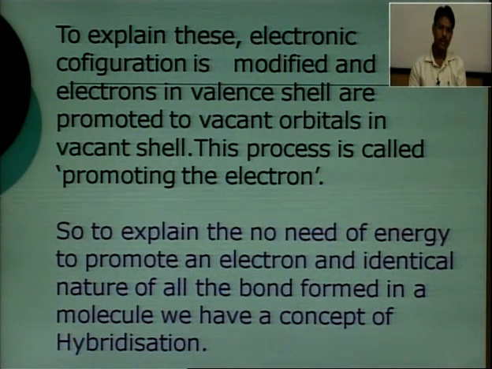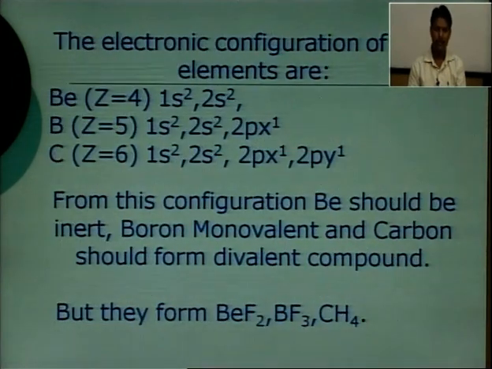To explain these, the electron configuration is modified and electrons in the valence shell are promoted to vacant orbitals in vacant shells. This process is called promoting the electrons. As you see, the 2s2 electron from beryllium is promoted to the empty 2px orbital of beryllium, forming two unpaired electrons in beryllium and the formation of beryllium difluoride.